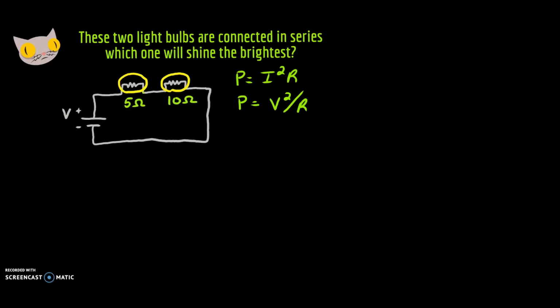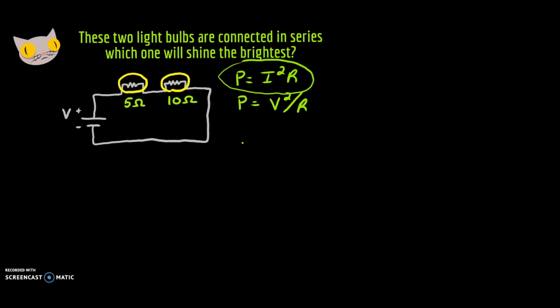We have here a circuit with two light bulbs hooked up in series. One is 5 ohms and one is 10 ohms. Which one will shine the brightest? Now, because these are in series, these two bulbs will have the same current running through them. So we'll use the first equation here, because it has to do with the current. And we'll find the ratio of the power dissipated between the two bulbs.